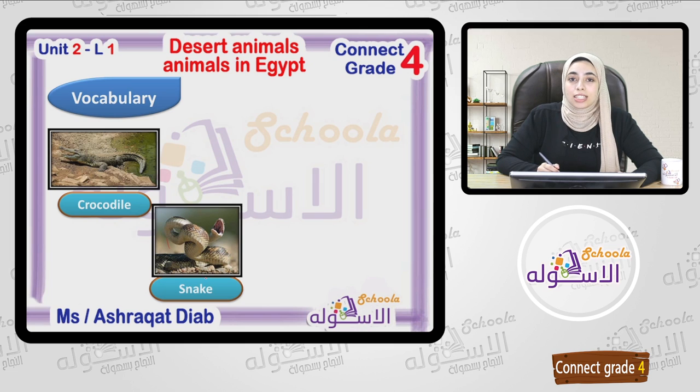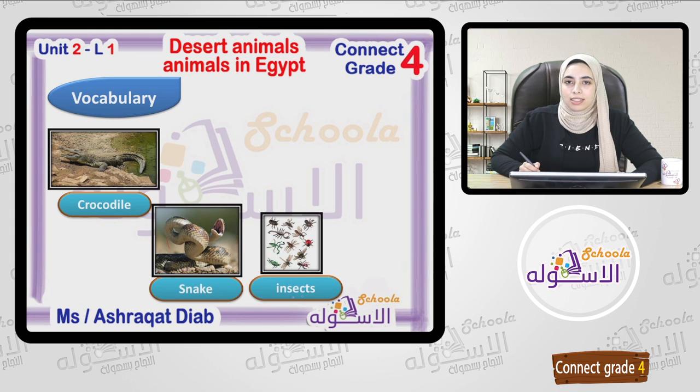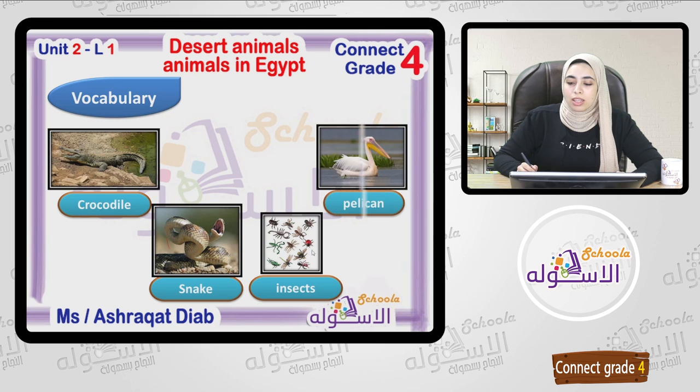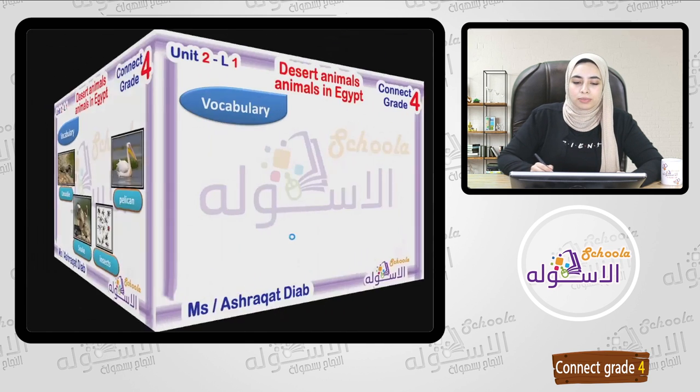Crocodile. Great. What else? Snake. Yes, snake is long and thin, right? What else? Insects. Right? And pelican. This is the pelican. So the pelican eats a small fish, remember? Great. What else do we have?